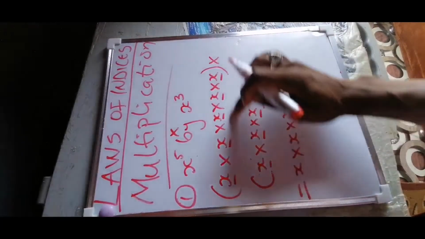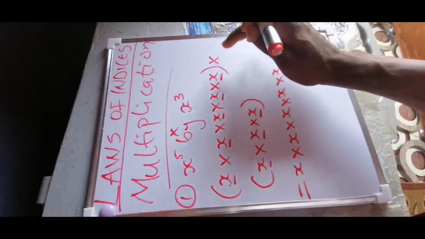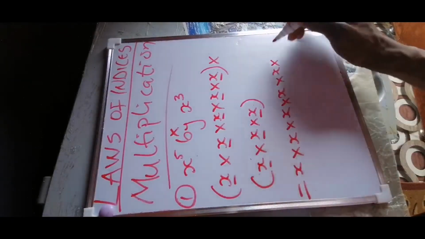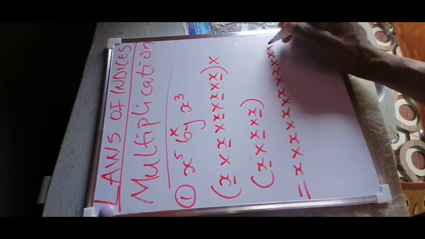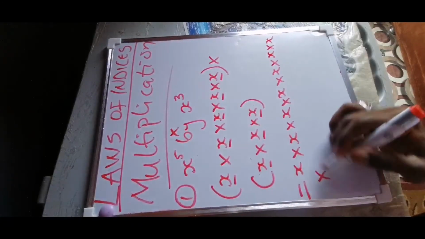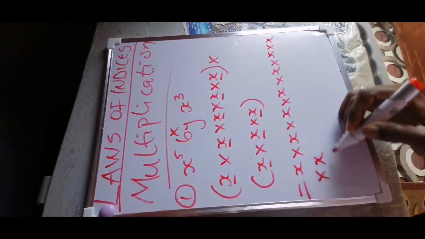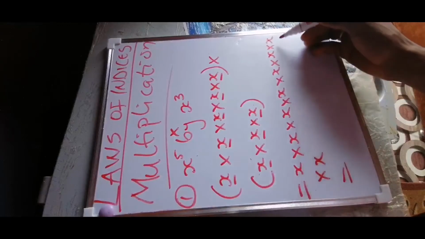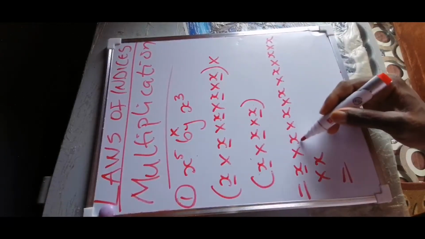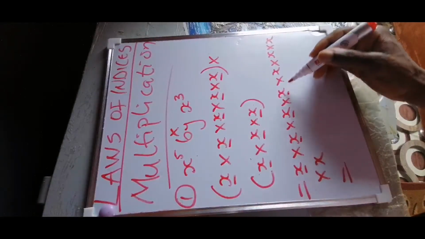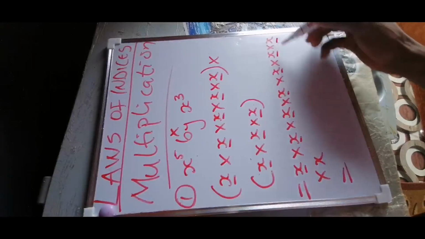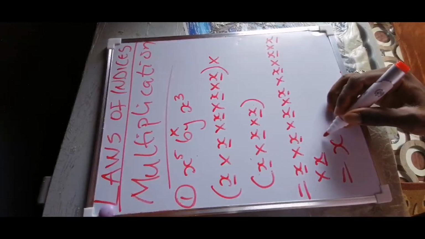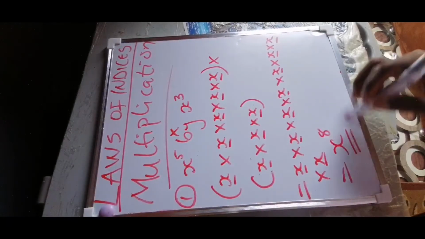We have finished with the first bracket. Then again we are going to times it by the second bracket, 3 x's, x times x times the last x. So equals to, therefore we are going to count the number of x's that we have here: 1, 2, 3, 4, 5, 6, 7, 8. So our x is raised to the power of 8. That is our final answer.